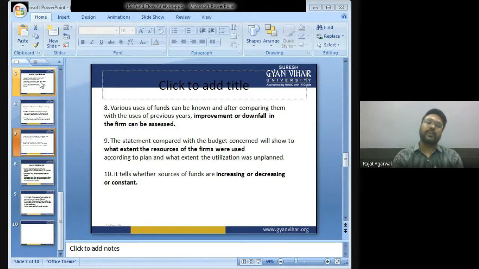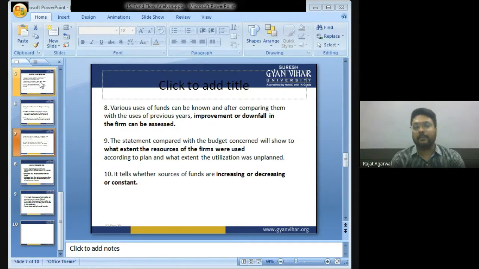Various uses of funds can be known, but through the fund flow statement we will come to know from where we are obtaining the funds and where we are using the funds. So through the fund flow statement we will get to know where we are applying the funds we have obtained, so that we can know what the appropriate allocation of the funds will be.